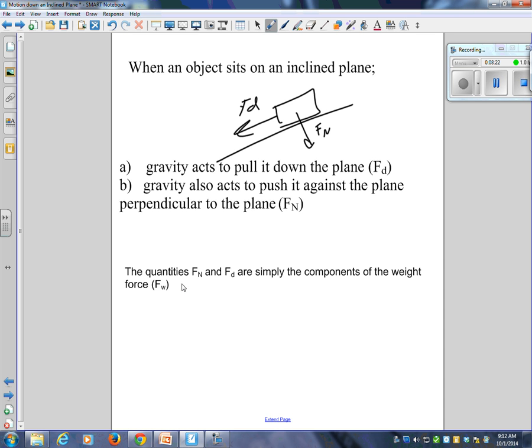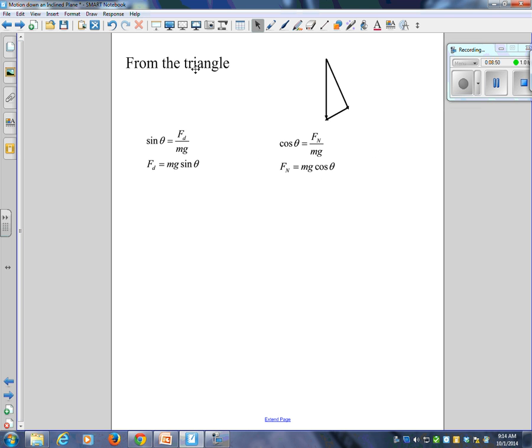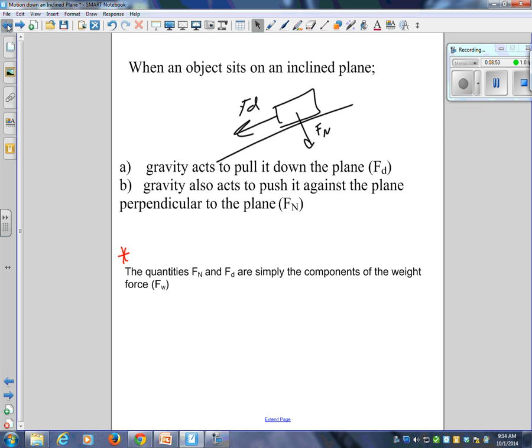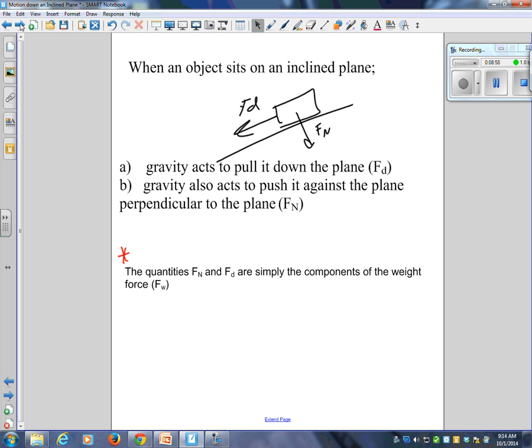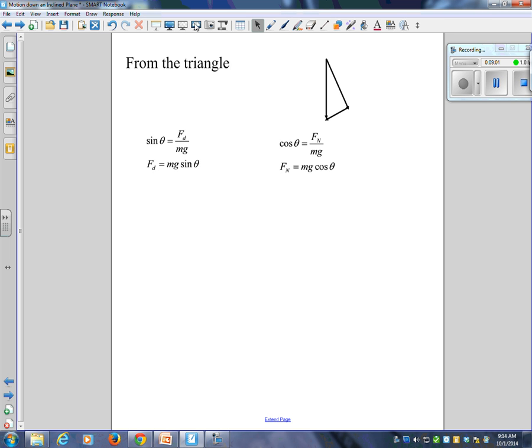Okay, so the quantities Fn and Fd are simply the components of the weight force. This is important. They're not new forces, they're just components of gravity, in different directions: down the plane and perpendicular to it. If you want to call them X and Y, go right ahead. We're going to look at that triangle there. I'm going to pull this little triangle out of the diagram.